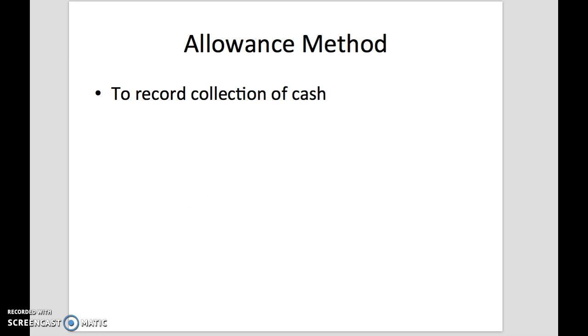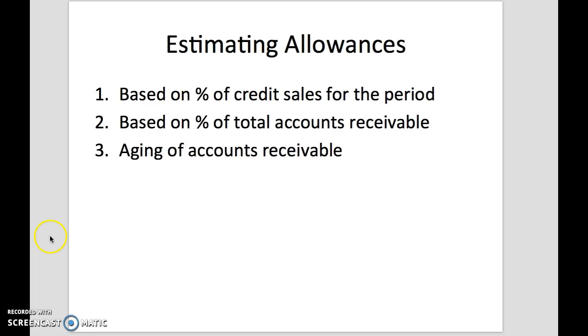Now you might be wondering, how do we estimate allowance for bad debts? There are actually three ways. First, it could be based on the percentage of credit sales for the period. The second would be based on the percentage of the total accounts receivable. And the last but not the least way of estimating it would be the aging of accounts receivable.